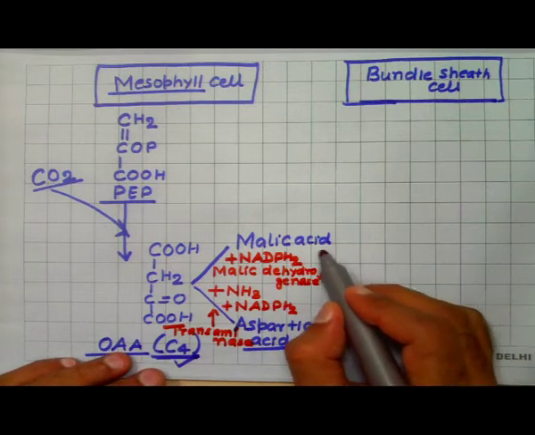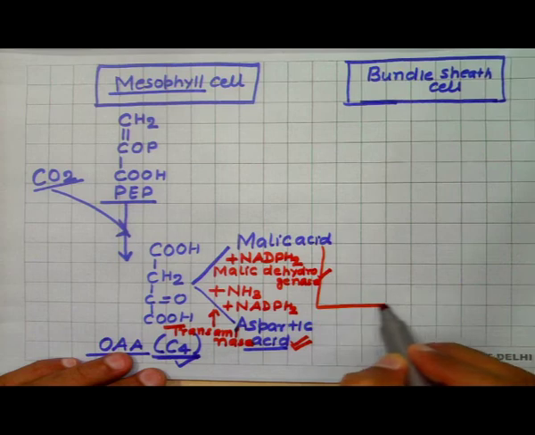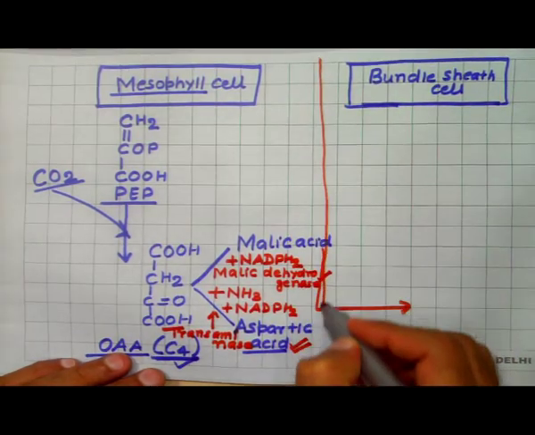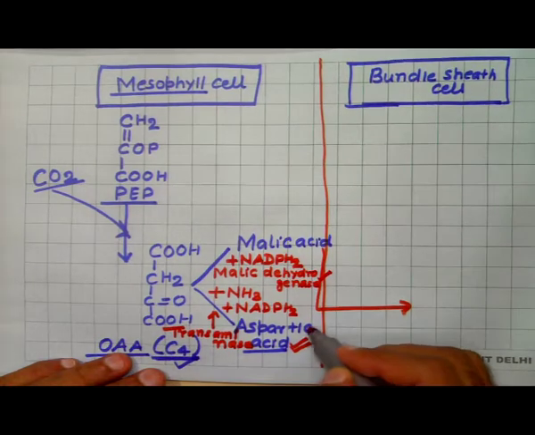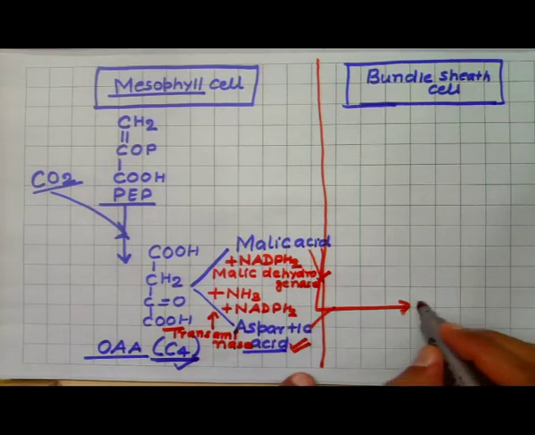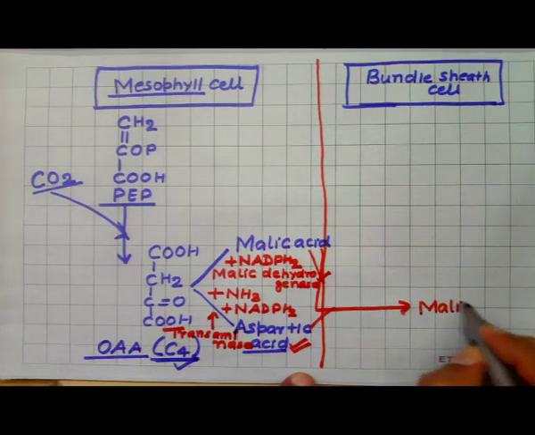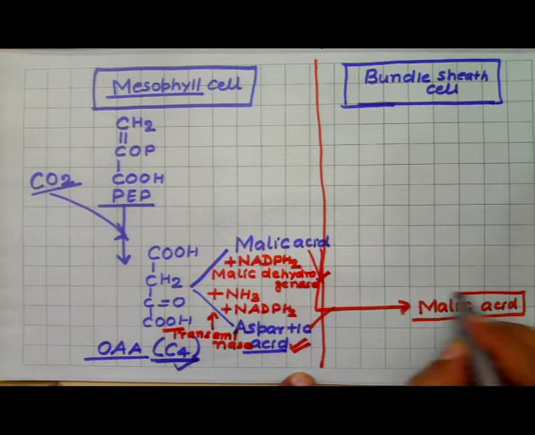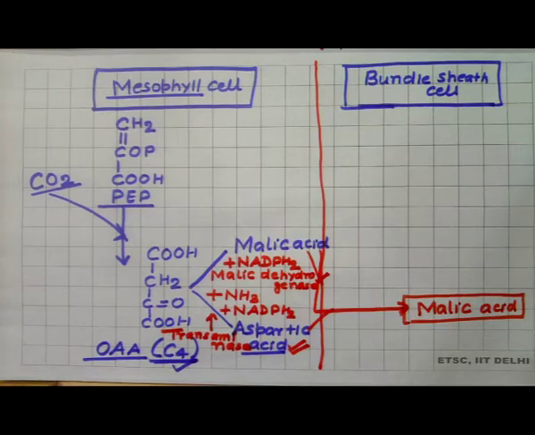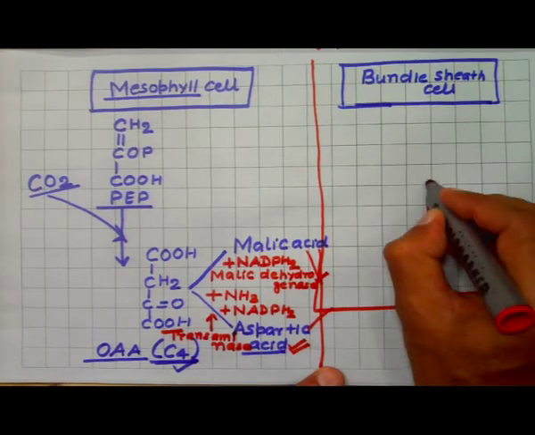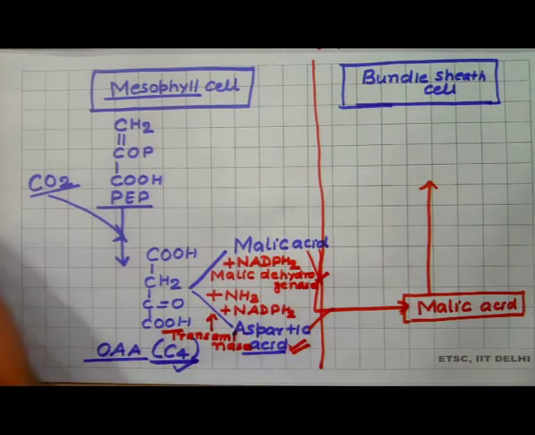Now, it moves to the bundle sheath cell from the mesophyll cell. Now, this malic acid is now available in the bundle sheath cell. This malic acid now again forms pyruvic acid.